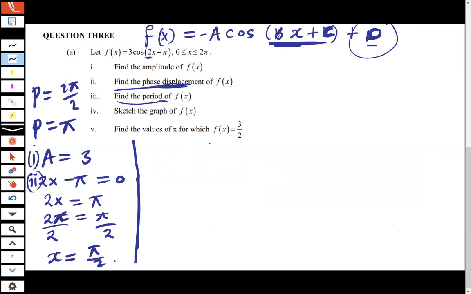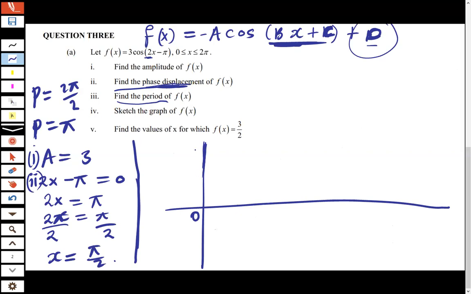And how do we do the sketching? I'm going to draw my XY plane like this. So this is going to be my 0. I know that this trig function is not displaced in the y. Since there's no displacement in the y, the center line will just be the 0 axis, this one here. This is going to be my center line for the curve.